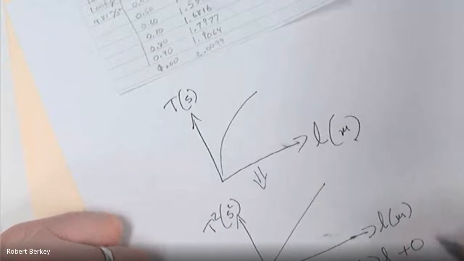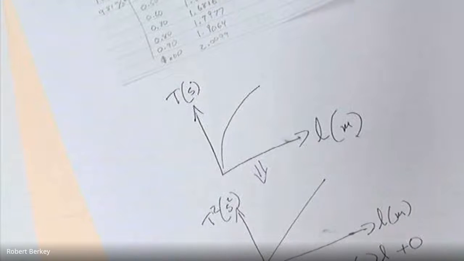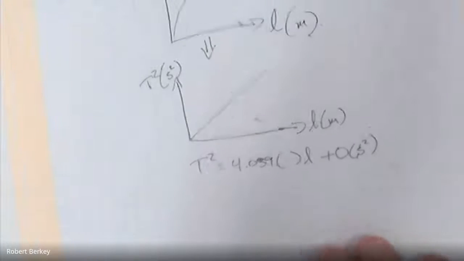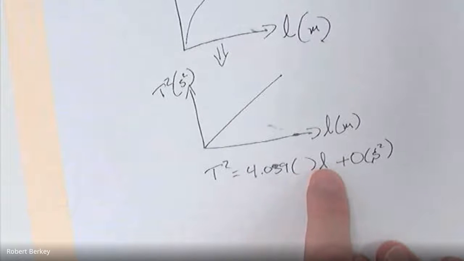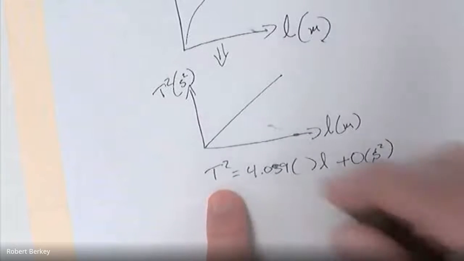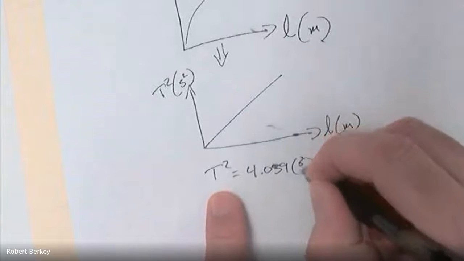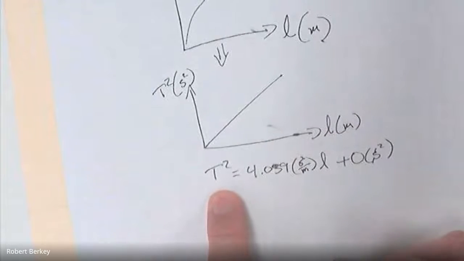L plus 0. Now, what's the unit of seconds squared, of T squared? Well, it is seconds squared. Now, I can go ahead and drop that. Now, what's the unit of this one? This is, now remember, this is a run, this is a rise. So it's seconds squared per meter, because length is in meters.